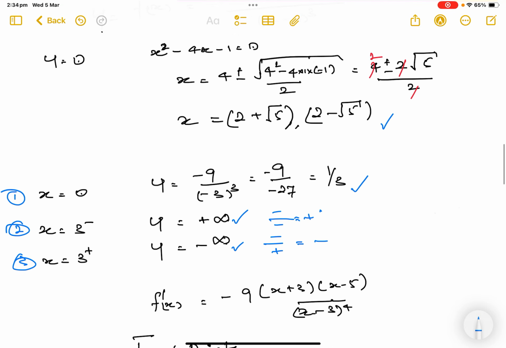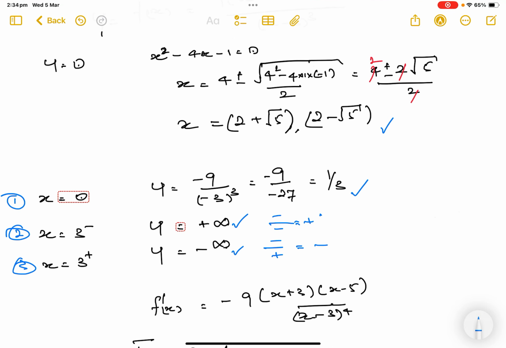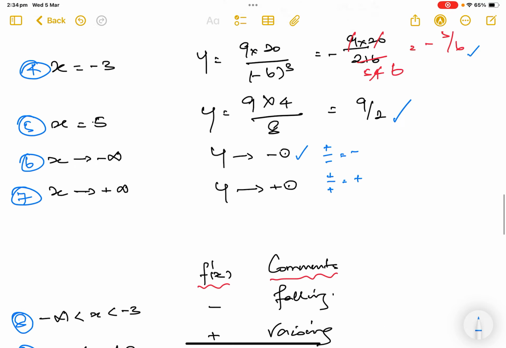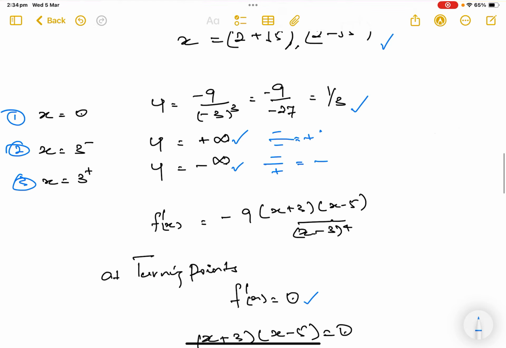What is number 2? That is the negative side of 3. That's 3 is the asymptote, and it is actually going to positive. So that is this part. I wanted to draw this bit only. The negative side is going to positive. This is number 2. Then number 3, the positive side of x equals 3, that is negative infinity. So that part is here. That is number 3.